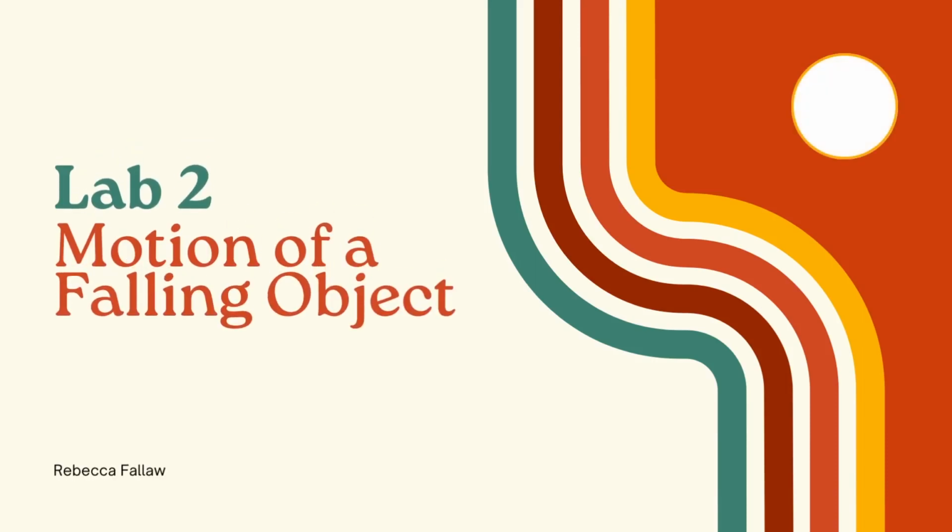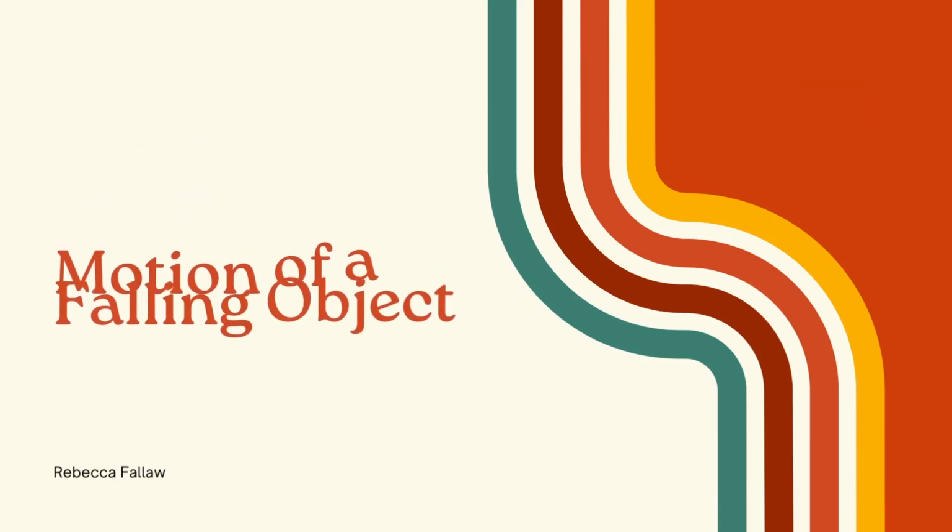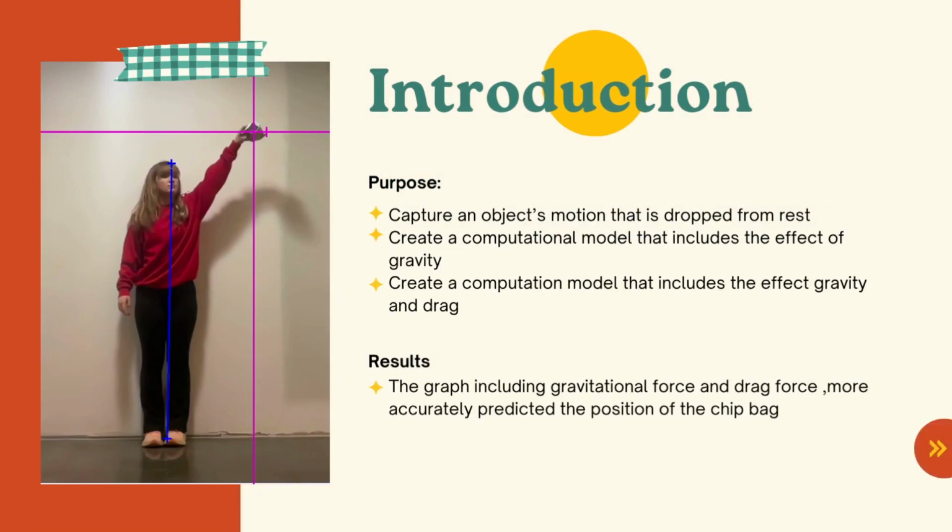Fact 2. The motion of a falling object. The purpose of this experiment is to capture an object's motion that is dropped from rest, then create two computational models, one that only includes the effect of gravity and the other that includes both the effect of gravity and drag. In the end, we will find that the graph including gravitational force and drag force more accurately predicts the position of the chip bag.